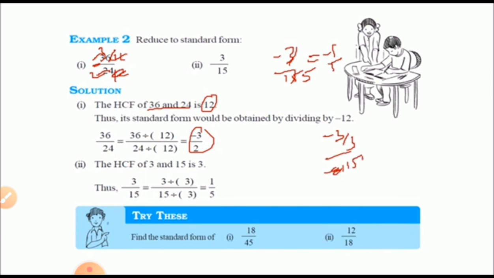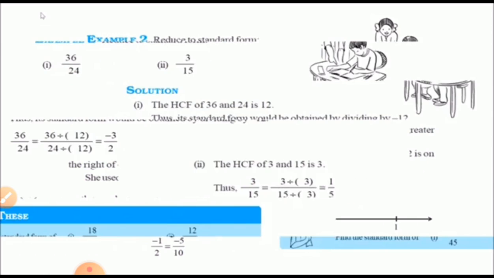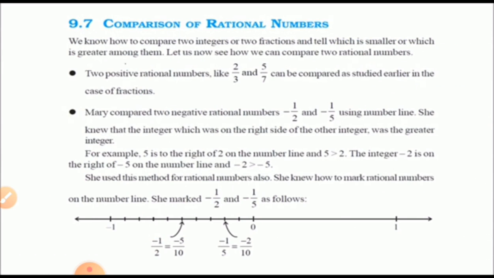Second one, minus 3 upon 15. 3 divided by 3 and 15 divided by 3 will give you 1 upon 5. Minus 1 upon 5, because the number was initially minus 3 upon 15. See the example, try this. I did it here, 2 upon 5. Clear? Correct. Look at the second one also, 2 by 3, because 6 2s are 12 and 6 3s are 18.